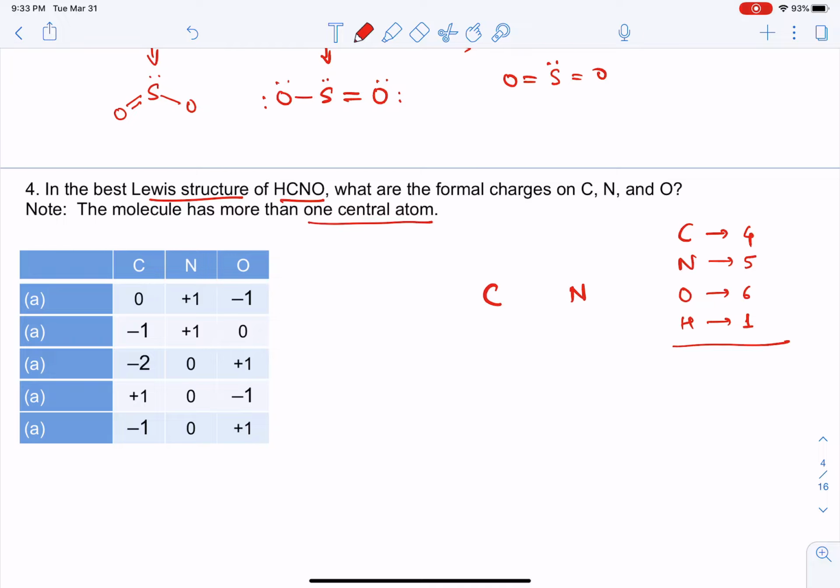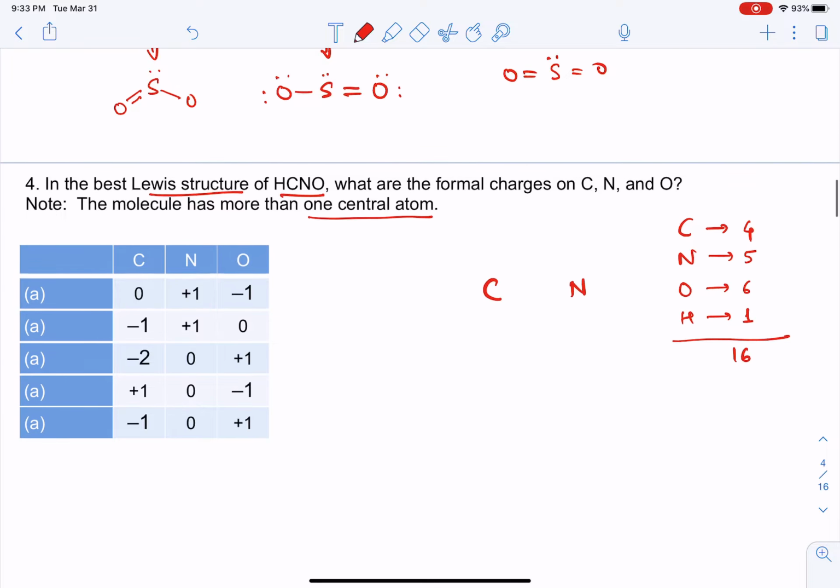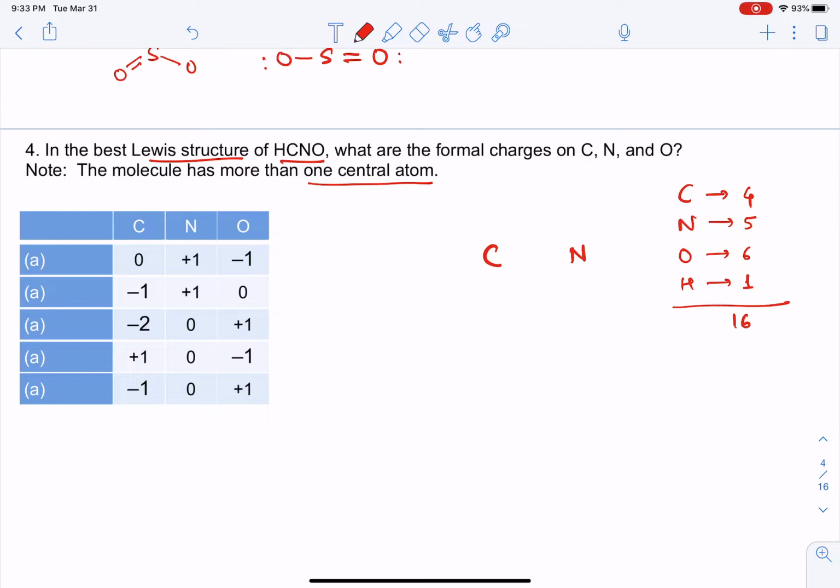So the total goes here to, I think, 16. Now what we will do, we will make the bonds. So we make a bond with carbon and nitrogen, then hydrogen has one bond with it, and we'll consider one bond with nitrogen and oxygen. Now we'll distribute these things.